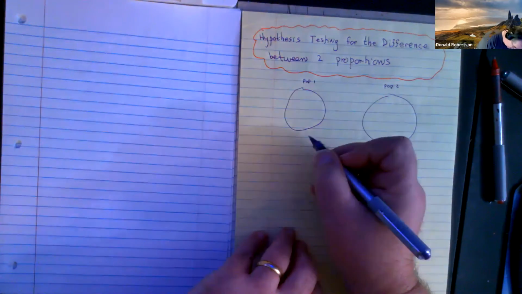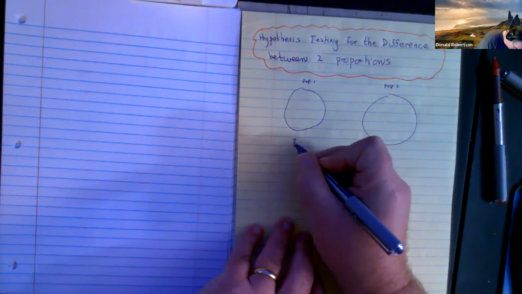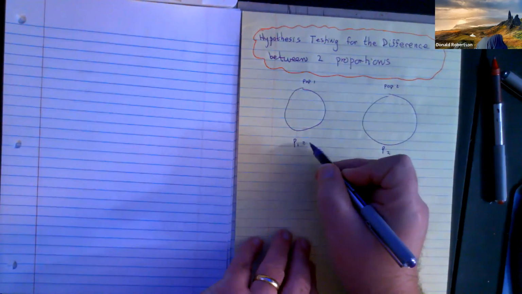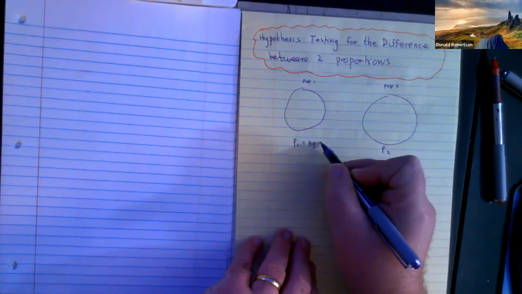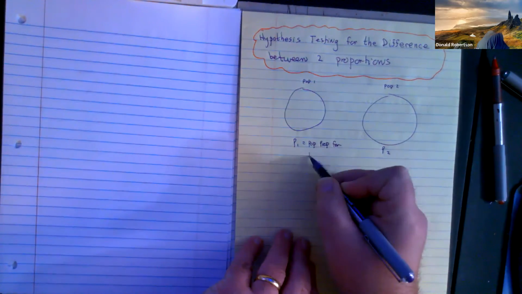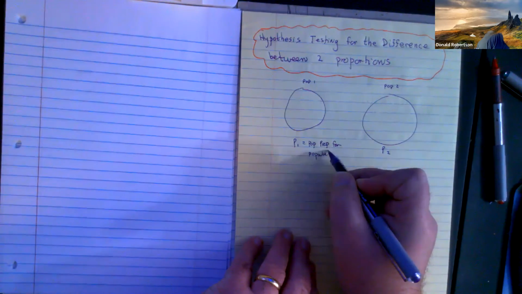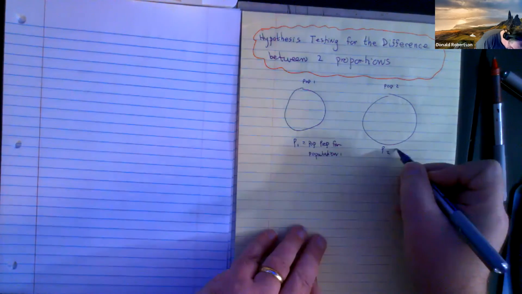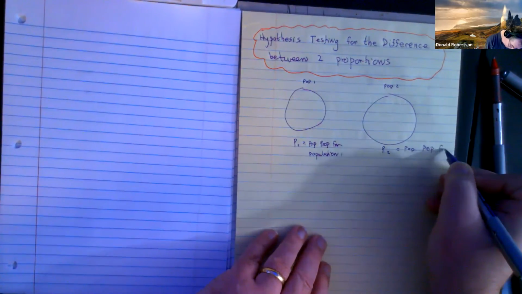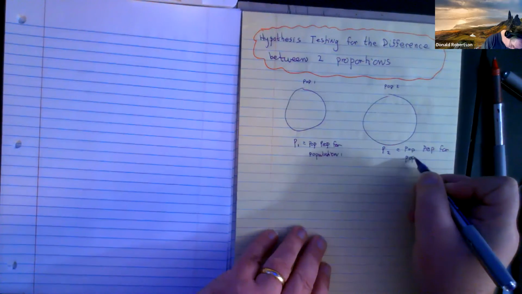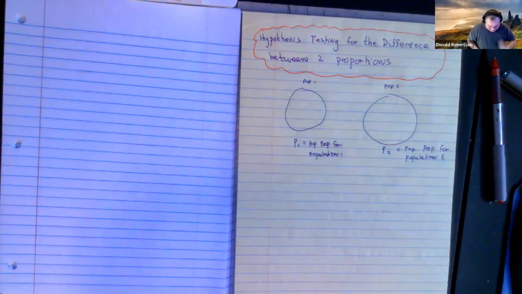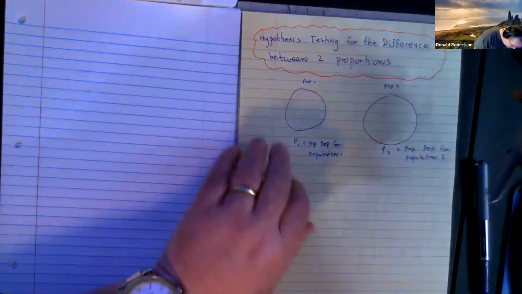So let's get terminology. P1 and P2. P1 is going to be the population proportion for population 1. And P2 is going to be the population proportion for the other one, population 2.